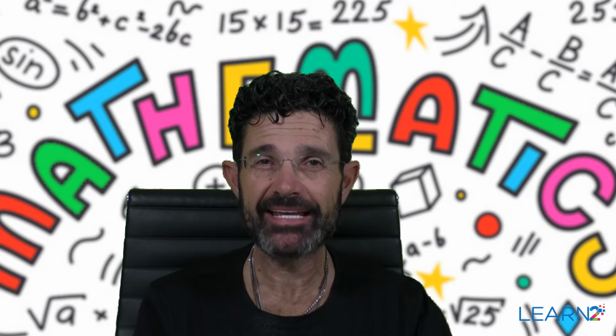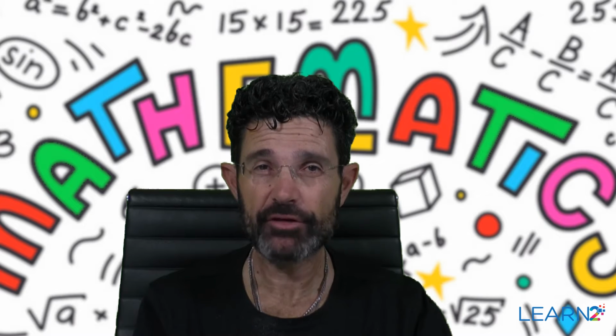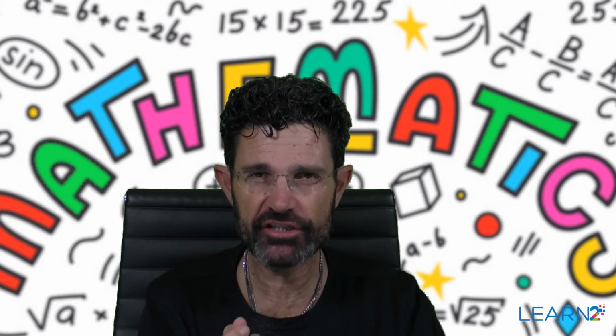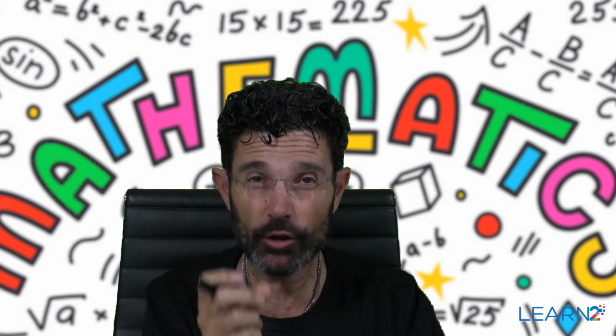Let's take a look now at the next example involving arithmetic sequences. If we look at this question over here, what are we given? We are given a sequence and they want to know which term is equal to minus 13.5. So the words "which term", you need to start learning terminology. When they say which term, they're looking for n.